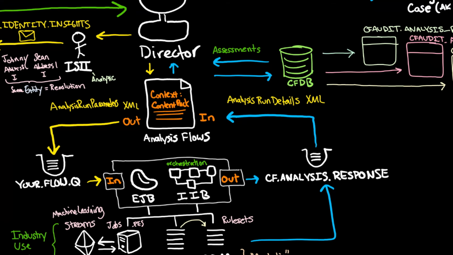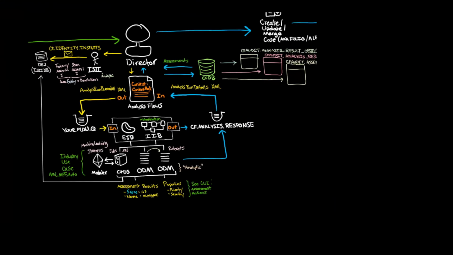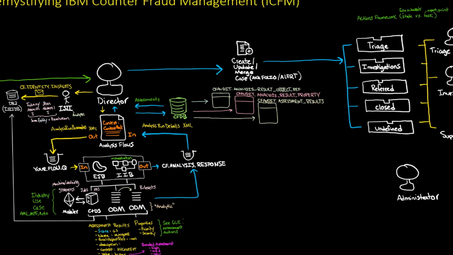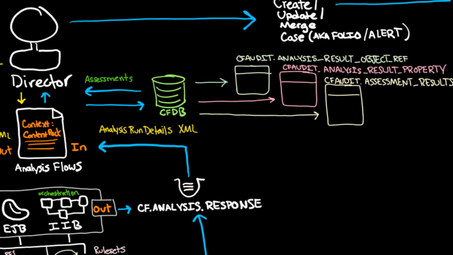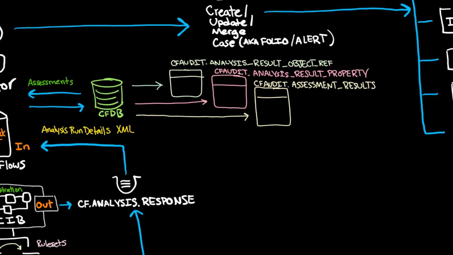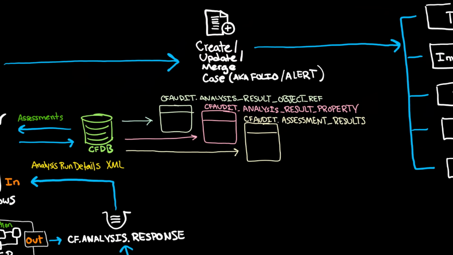From that point, we have now gone back into the director and essentially finished up with the analyze step, and we now move in, or just about, into the 4th step, because at this point we need to update the database with the assessment results, and these are the 3 tables involved in doing that. Notice that they are indeed going into the CFDB like before.